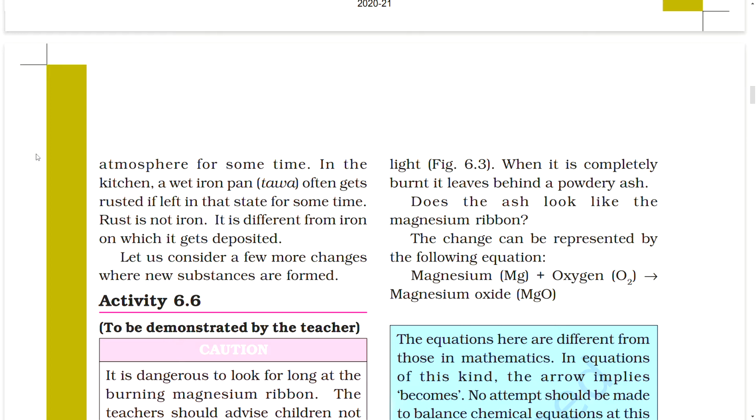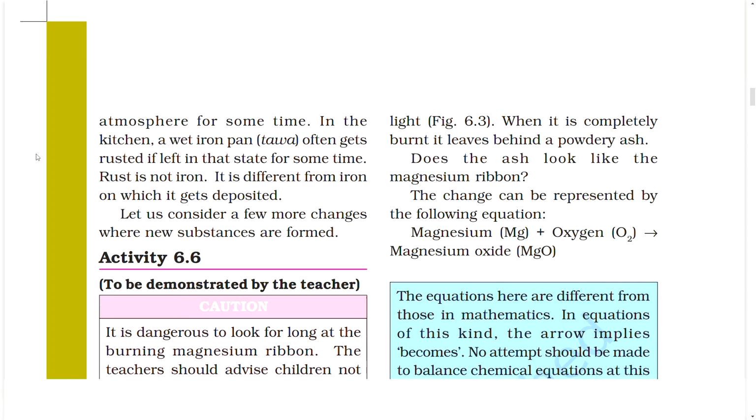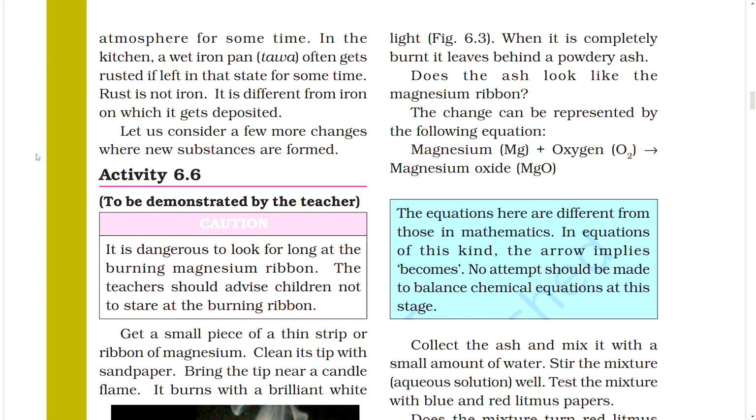The change can be represented by the following equation. Magnesium (Mg) plus oxygen (O2) gives magnesium oxide (MgO). The equations here are different from those in mathematics. In equations of this kind, the arrow implies becomes. No attempt should be made to balance chemical equations at this stage.